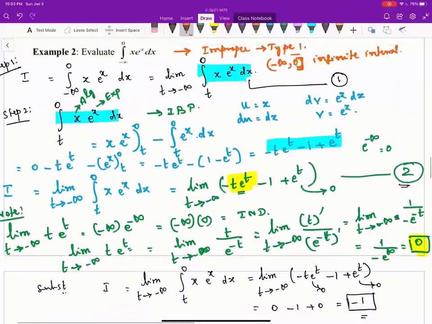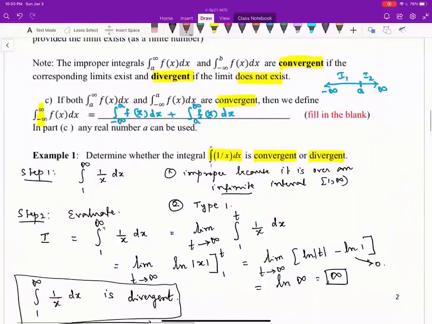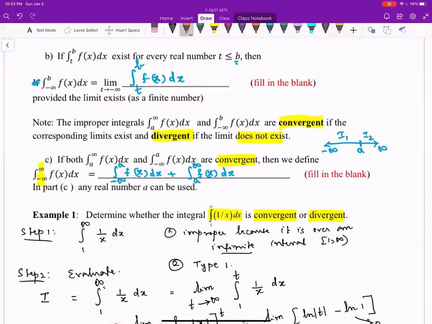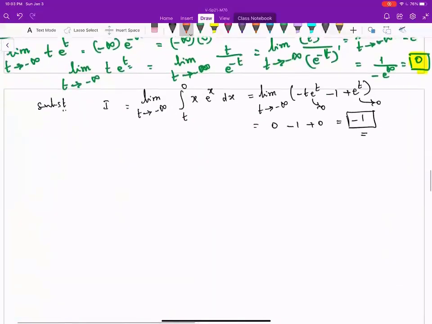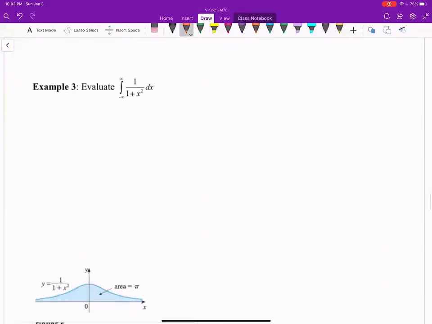From what we have defined earlier, whenever you have negative infinity to positive infinity, we can choose a value between negative infinity and positive infinity. We can split the integral as the sum of two integrals, one from negative infinity to a, the other from a through infinity. That is exactly what we are going to do in this problem. We're going to choose the value between negative infinity and infinity as 0 in this case. So we are going to split the integral into two parts.